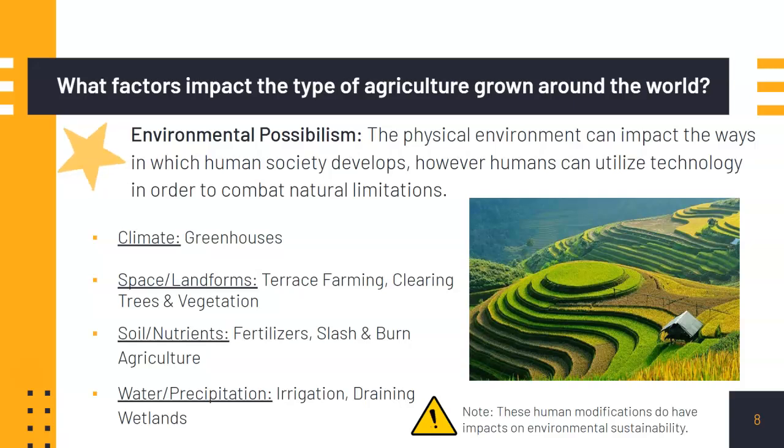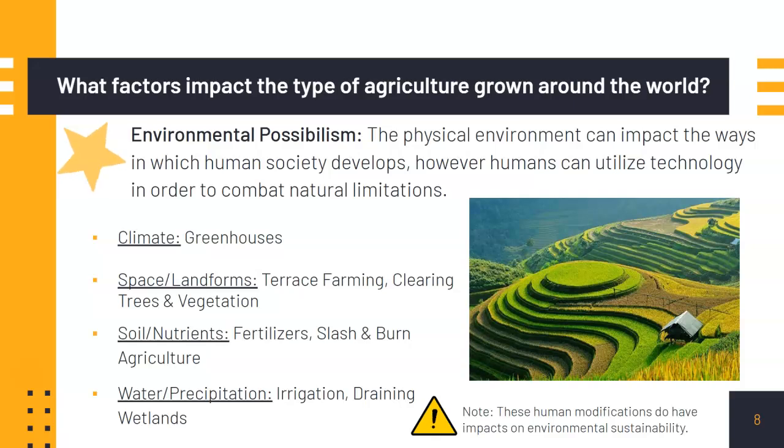Similarly, clearing trees and vegetation to create arable land has long been a practice in areas where forests dominate, although this can have significant environmental impacts. Soil and nutrients are critical to agricultural success, and human innovations have addressed deficiencies in natural soil fertility as well. Fertilizers, whether organic or synthetic, are commonly used to enrich soil and boost crop yields.